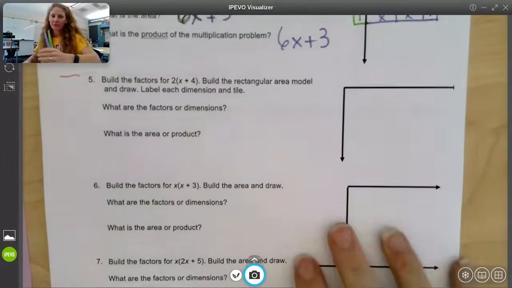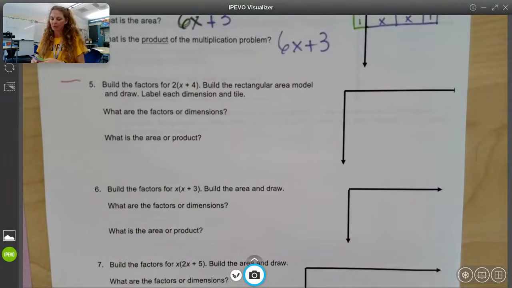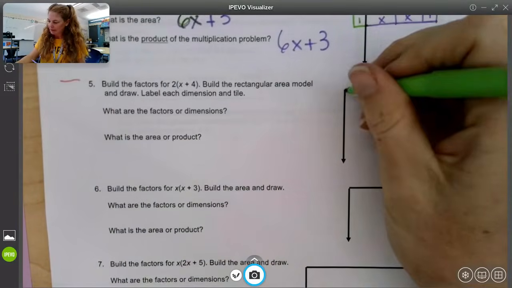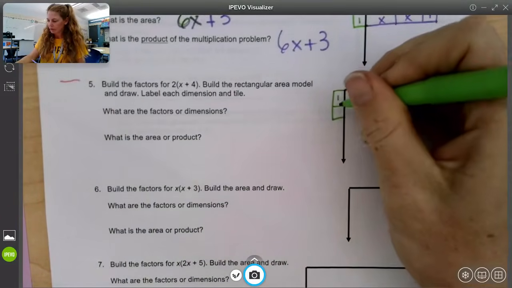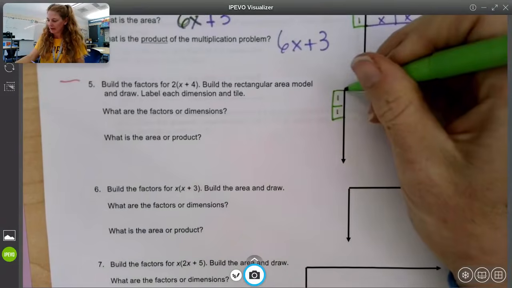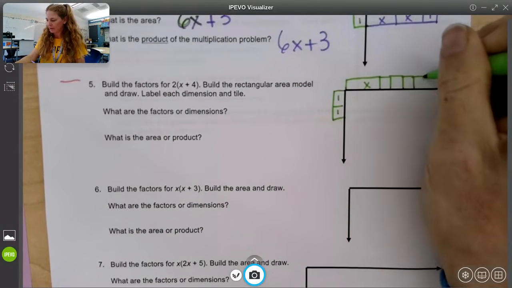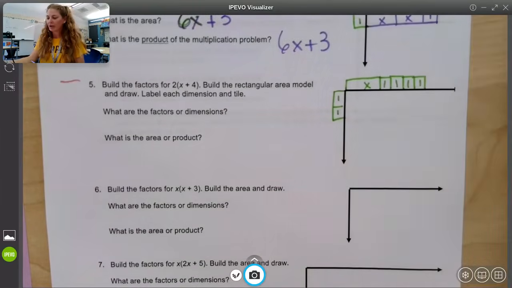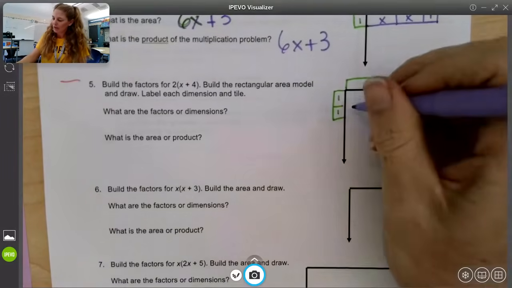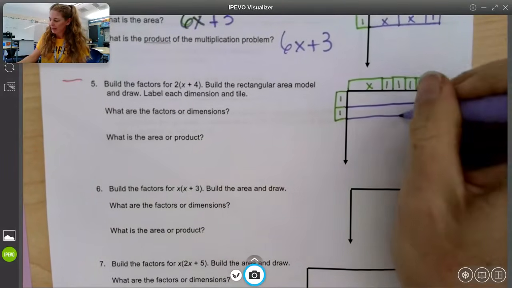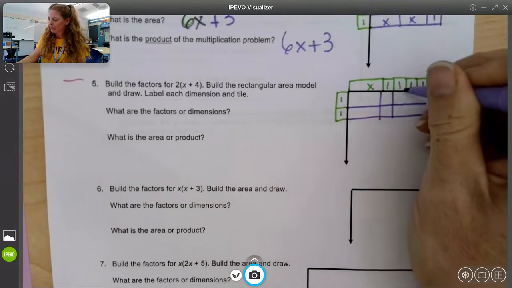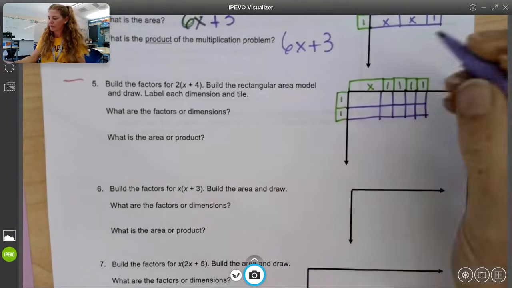So we're going to do one more together, and then you're going to finish the page on your own. So now our factors are 2 and x plus 4. So we're going to have 2, 1, 1, and then an x and 4 singles, 1, 2, 3, 4. And maybe you already know this is going to be 2x plus 8. That's great. We want to be able to show that with a model so we can understand distribution better.